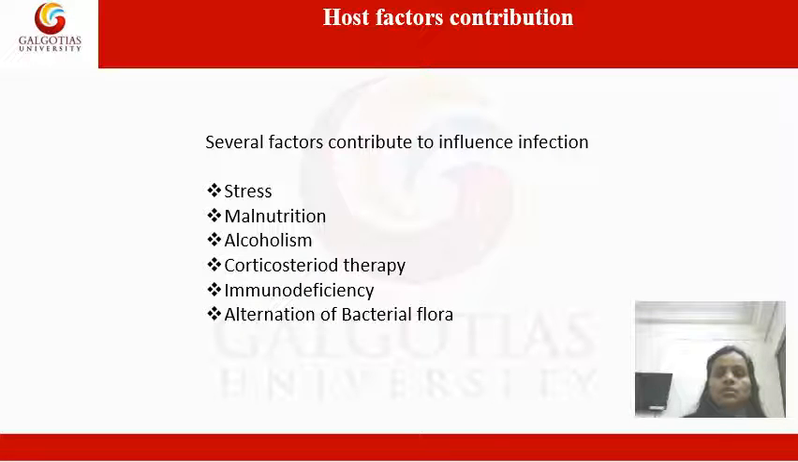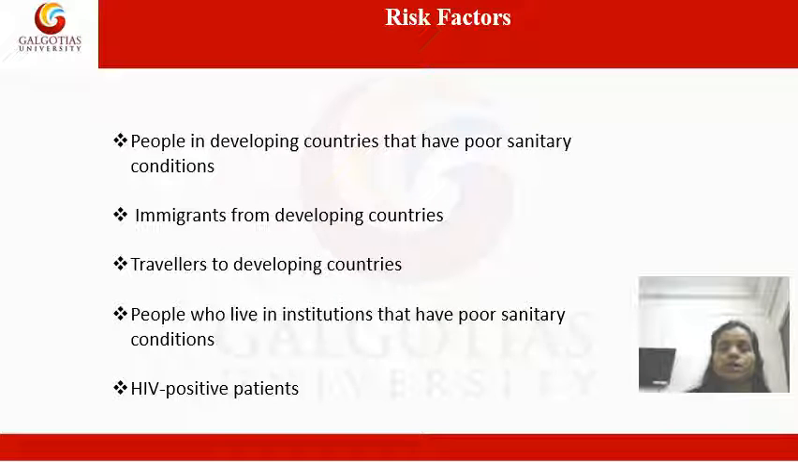Host factor contribution. Several factors can contribute to influence the infection with Entamoeba histolytica. These factors include stress, malnutrition, alcoholism, corticosteroid therapy, immunodeficiency, and alteration of bacterial flora inside the body. Risk factors include people in developing countries that have poor sanitary conditions, immigrants from developing countries, travelers to developing countries, people who live in institutions that have poor sanitary conditions, and HIV positive patients.